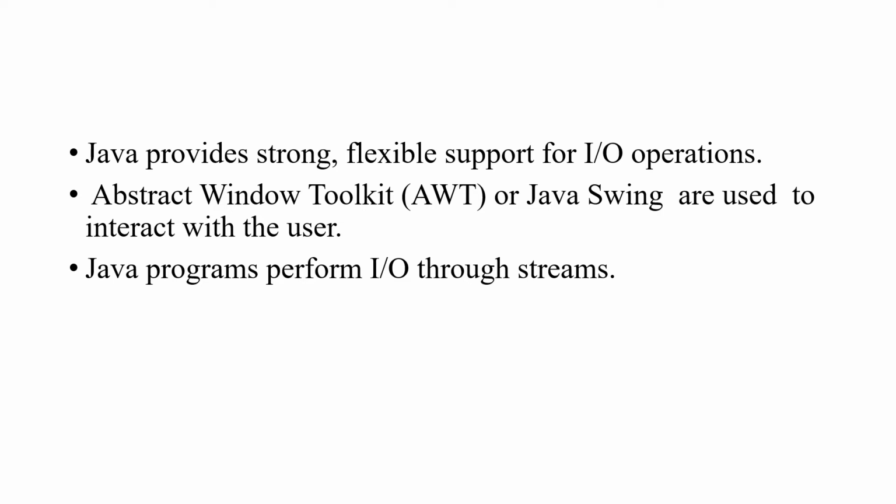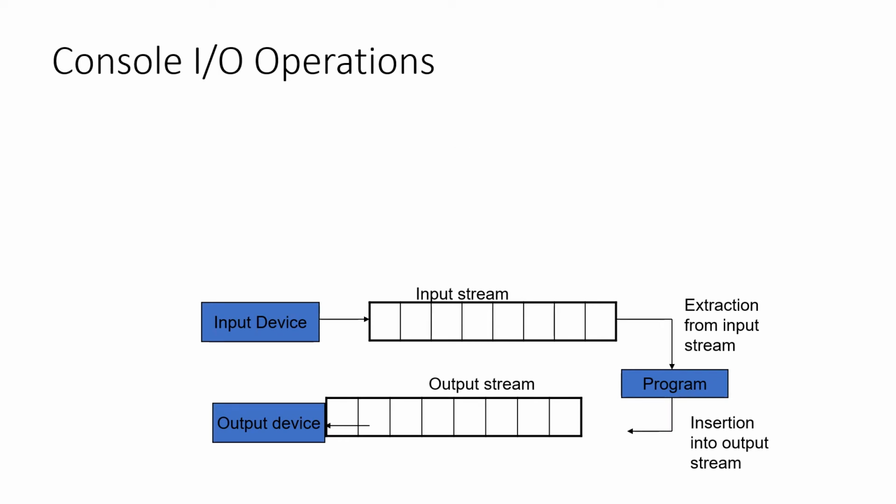Now we will see basics of Java streams. Java performs all I/O operations using the concept of streams. Mainly two types of streams are there, input stream and output stream. These streams act as an interface between input-output devices and the program. An input stream is meant for reading input from the user and placing it in a program. From a program, we can write output to an output stream and then it will be displayed on an output device.